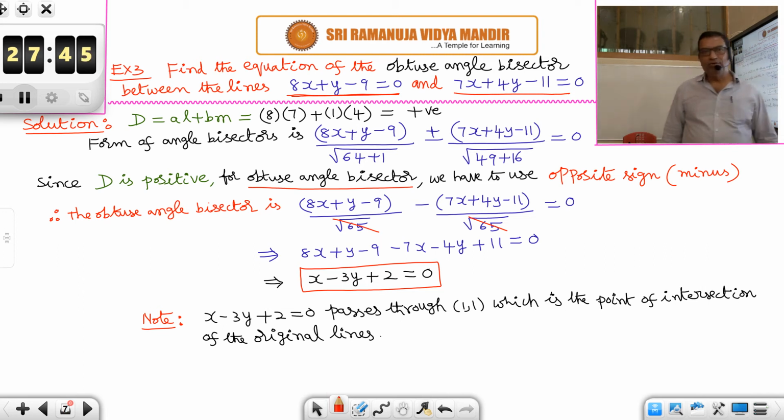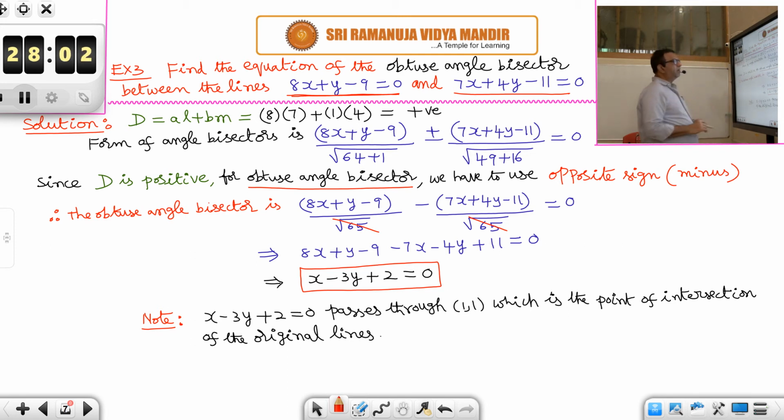(1, 1) is my most favorite point. I love it very much. Rather than (0, 0). (0, 0), I don't like it. I like only (1, 1). That is a very good point.